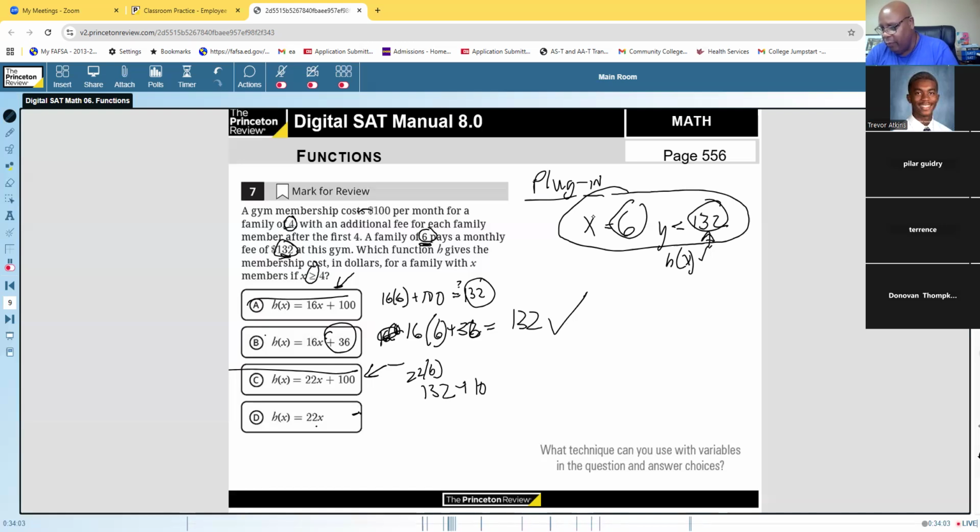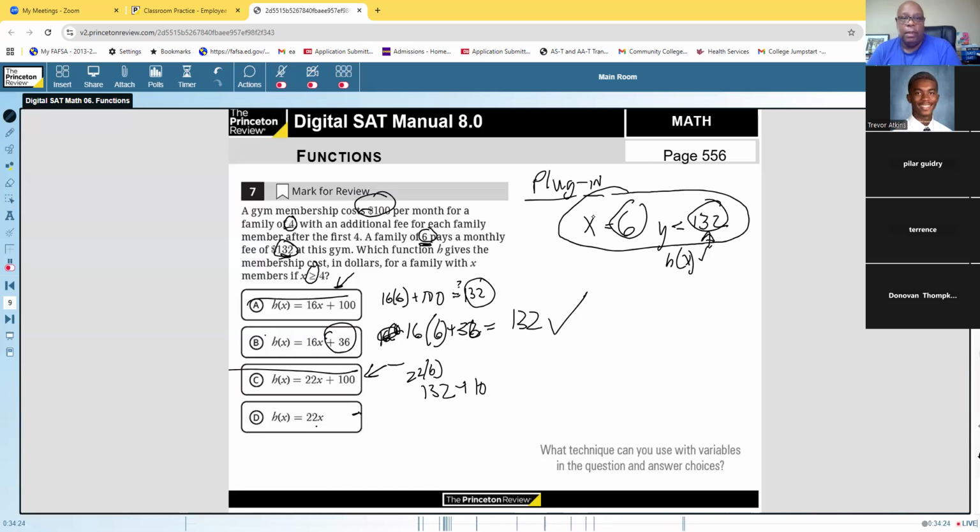I mean, if you have 4, it'd be 64. Oh, 4 is 100 though, right? Yeah, you could. 16 times 4 is 64, Pilar, plus 36 is 100, and you're looking for 100, right? For a family of 4. So I don't know. I think it should have worked.